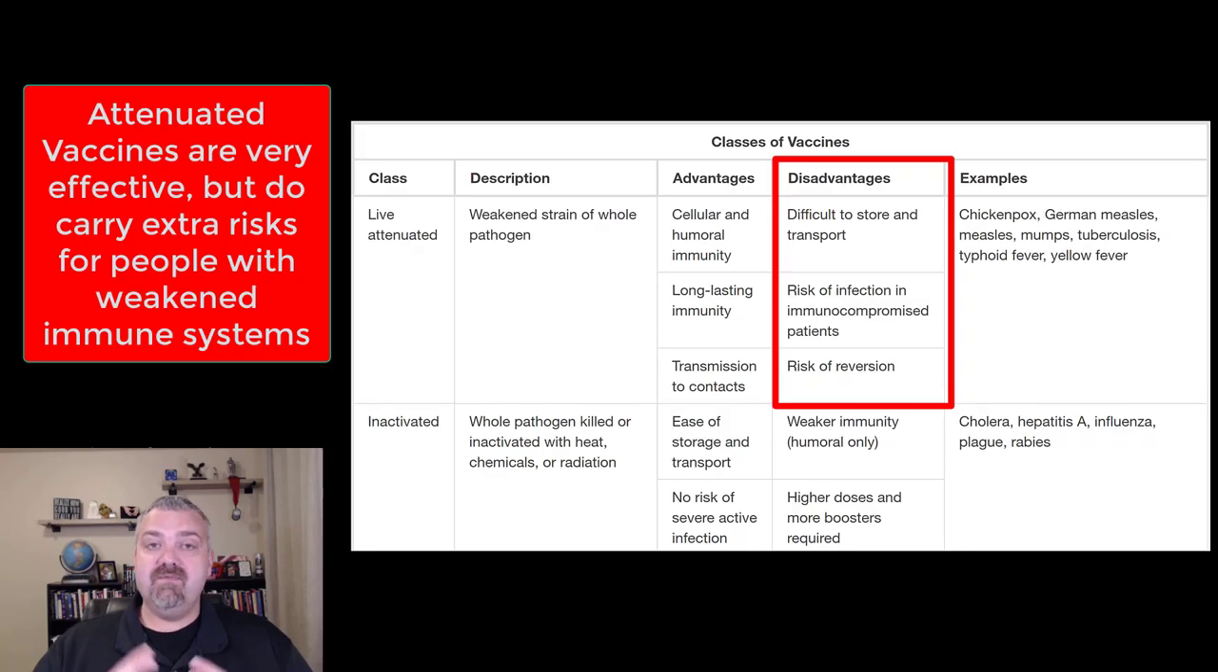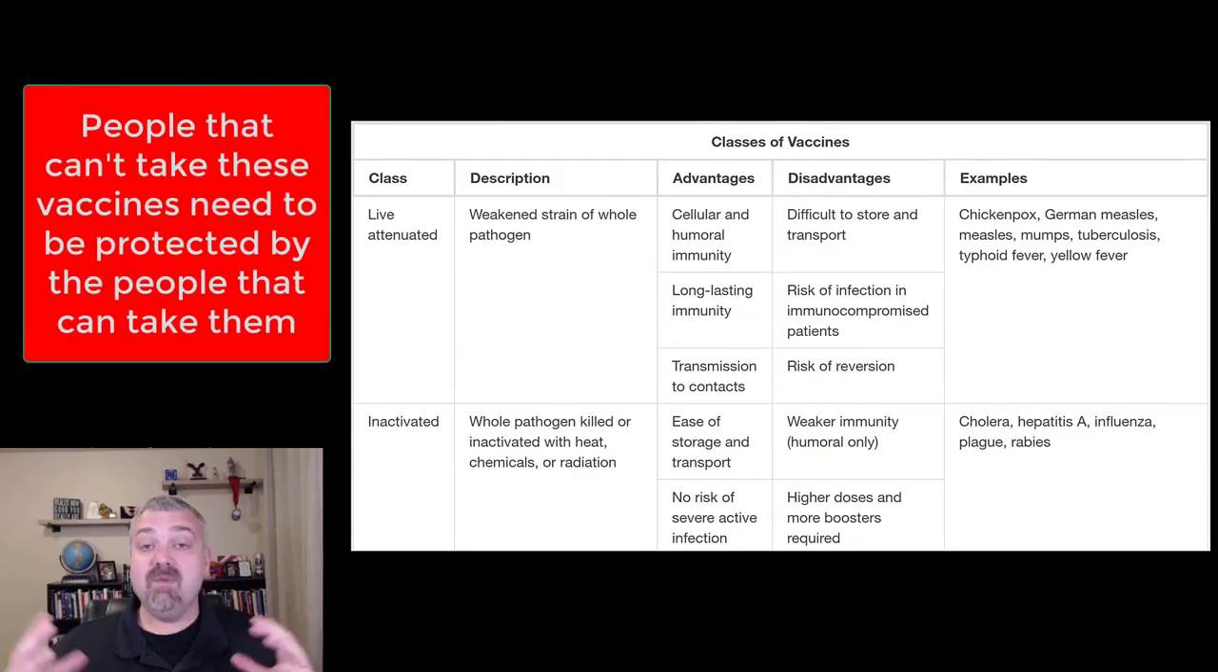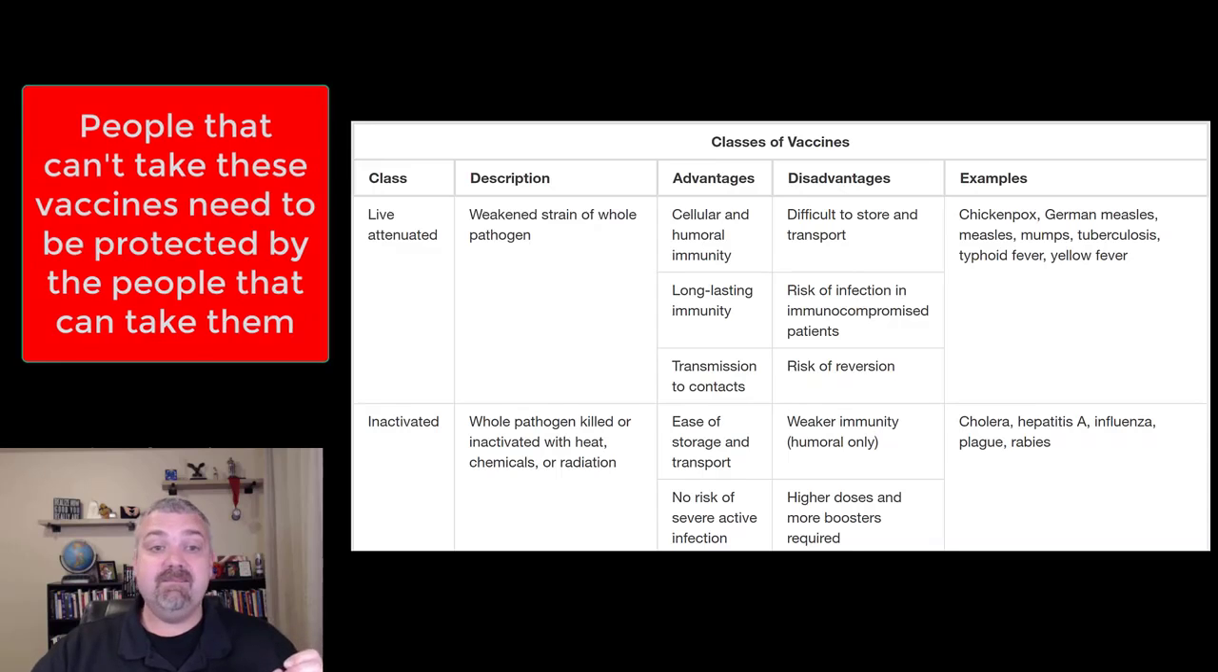You don't see as many of these as you used to because there are those risks and there are people that can't take them. This is what we mean when we say that herd immunity is important, because there are people that cannot be vaccinated for some diseases. If you're immunocompromised or too young or whatever, this kind of vaccine could potentially be dangerous. All right, that is a live attenuated or weakened vaccine.